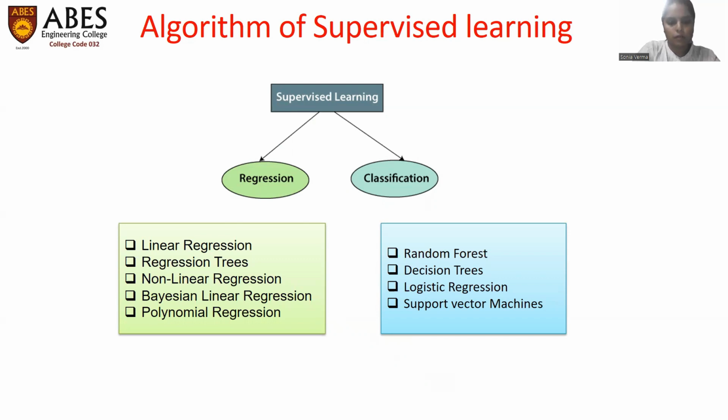There are some algorithms which work under regression. First is linear regression, then regression tree, non-linear regression, Bayesian linear regression, and polynomial regression. Then comes classification. There are some algorithms: random forest, decision tree, logistic regression, and support vector machine. All these algorithms we will learn in detail further.